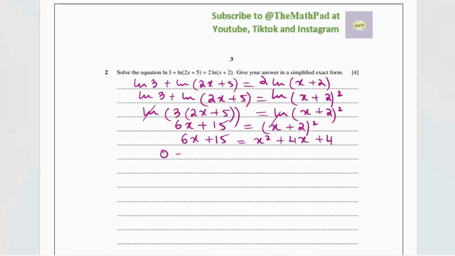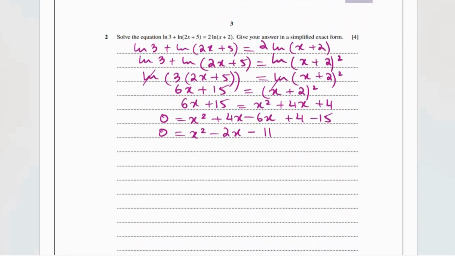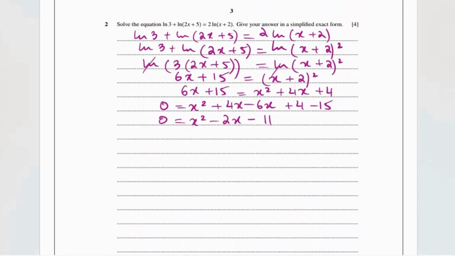Collect everything on one side. x squared plus 4x minus 6x plus 4 minus 15. x squared minus 2x minus 11. Now we factorize this quadratic equation. We'll use the quadratic formula this time because we can't factorize just using splitting the middle term.